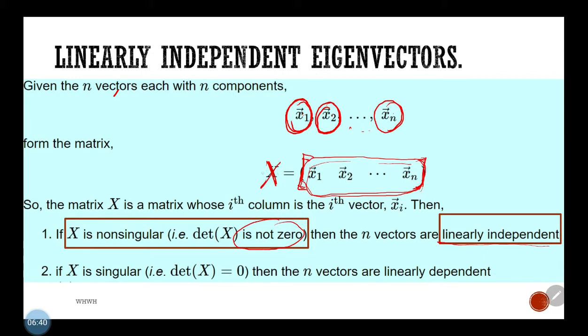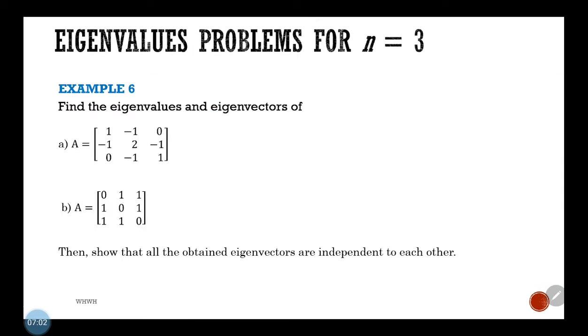But if you find its determinant and you find out that its determinant is equal to 0, then meaning to say the eigenvectors in here are linearly dependent. So that means there's something wrong with your eigenvectors actually. Alright, because by right it's supposed to be linearly independent. Alright, okay, done with that.